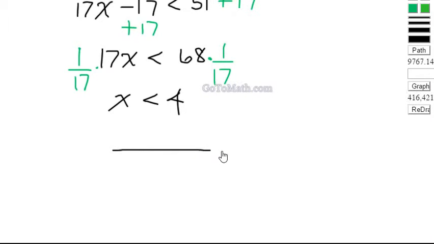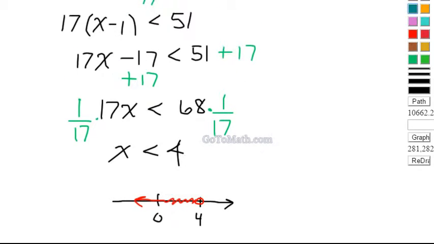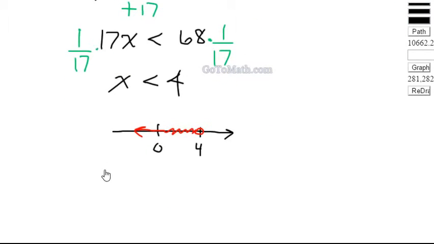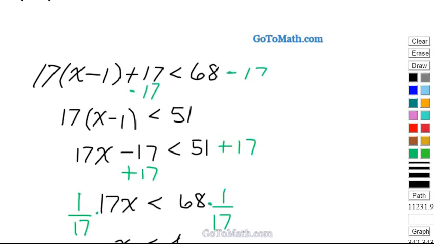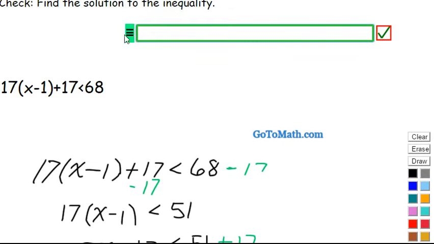So let's go ahead and draw our number line. We'll label 0 here, 4 here. Now we don't include 4, so I'm going to put an open circle and then sketch out everything less than 4. Alright, so we go from negative infinity to 4, and we don't include it, so we put a parenthesis right here. Don't forget. Okay, x is less than 4.